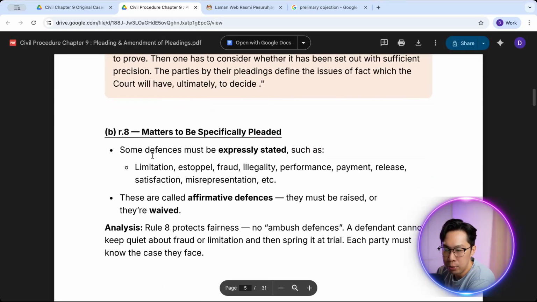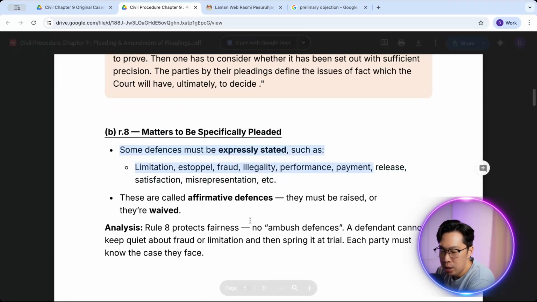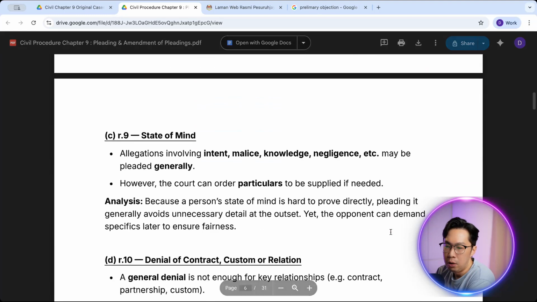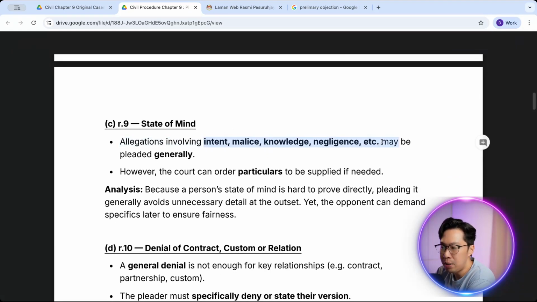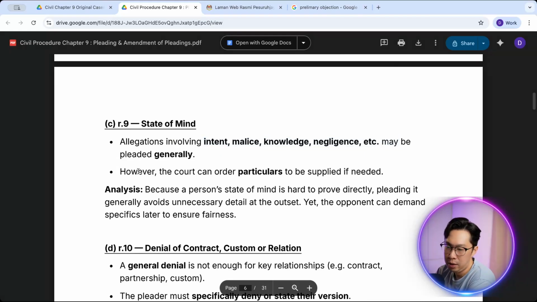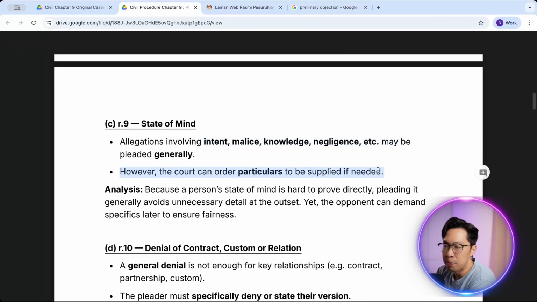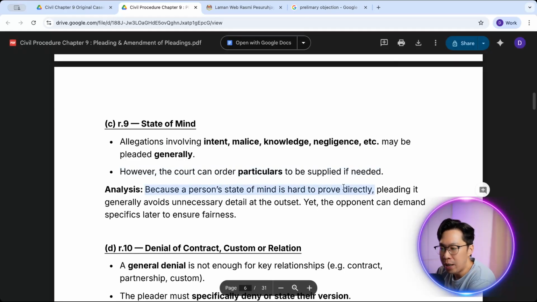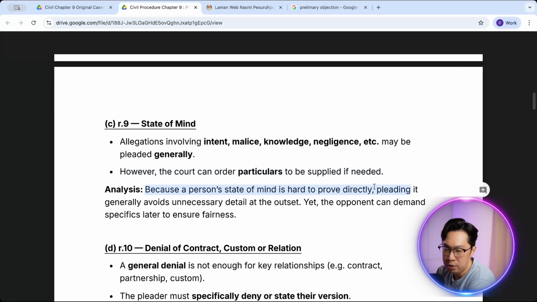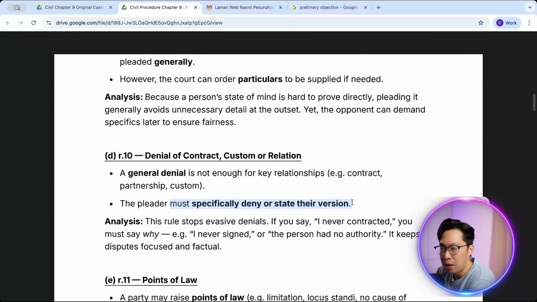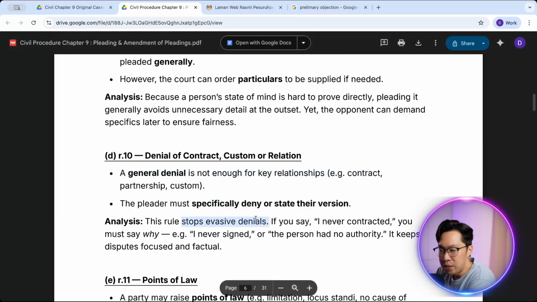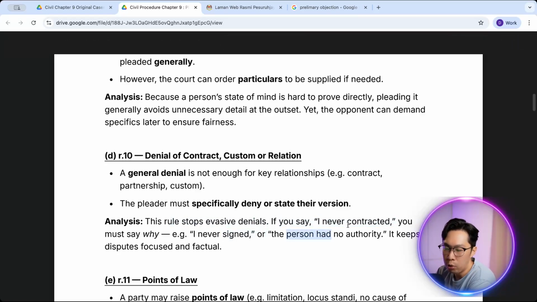Rule 8, we talk about it, specifically pleaded, no surprise. Rule 9, state of mind. Allegations involving intent, malice may be pleaded generally. However, the court can order particulars be supplied if needed because the state of mind is hard to prove. Okay, it's general. Rule 10, denial of contract, custom. A general denial is not enough. The pleader must specifically deny or state their version. Stop evasive denial. If you say, I never contracted, you must say why. I never signed, the person had no authority.